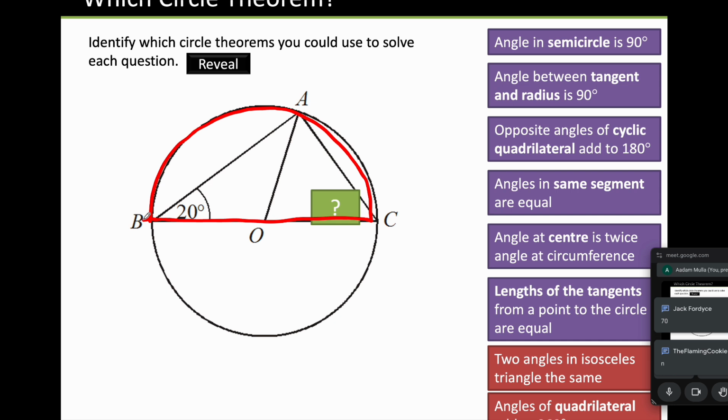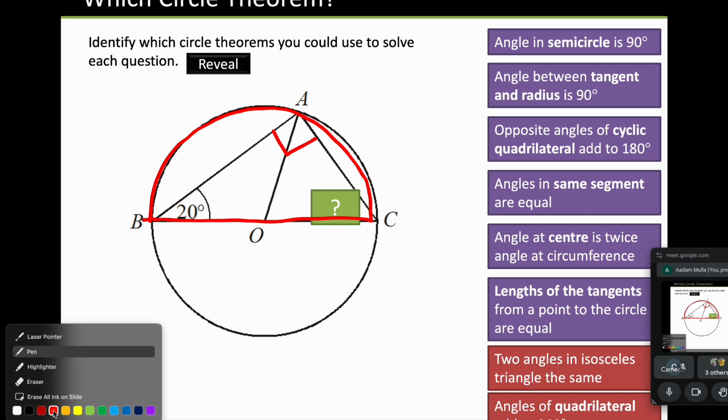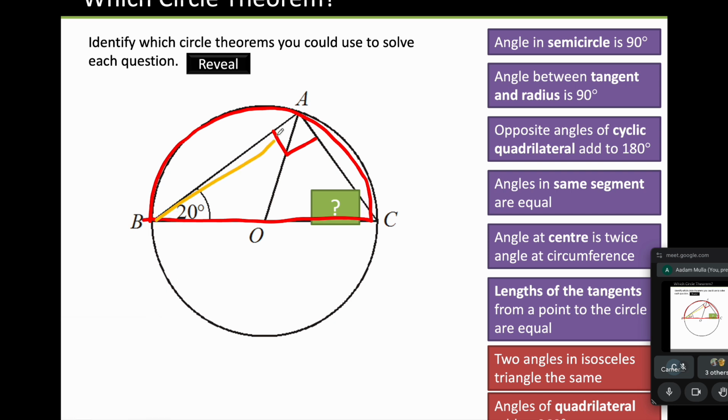Nice one, Jack. Alright, Flaming Cookie. I'll go through it together. So we had a semicircle. My clue was, because this is the diameter and we've got a triangle, this angle will be 90 degrees. I'm going to draw it in another pen so you can see it a little bit more clearly. This triangle here, we have two of the angles. That's 20 and that's 90.